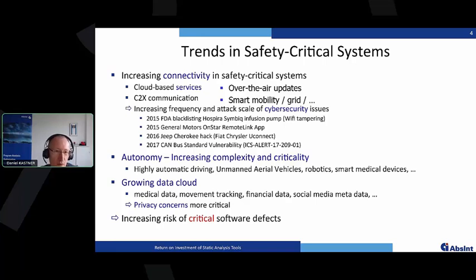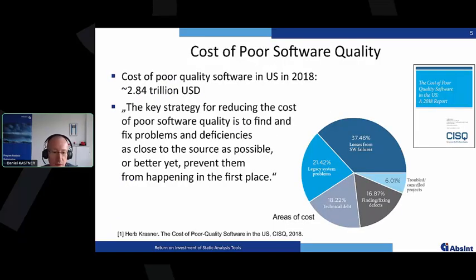So that means overall, even if you look at safety critical systems, there is an increasing list of increasingly critical software defects. But of course the question of software quality is not just constrained to safety critical systems. This is a quite interesting study from 5 to 6 years ago. They said, if you just look at the US and just look at 2018, the cost of poor software quality is about 2.84 trillion US dollars, which is quite a lot. So it's an interesting study to read.